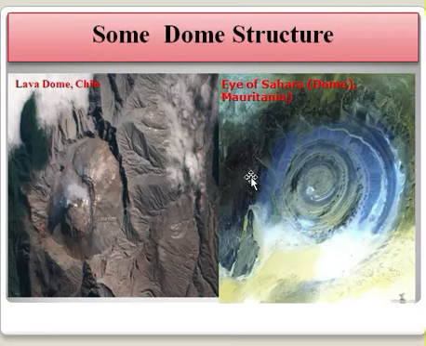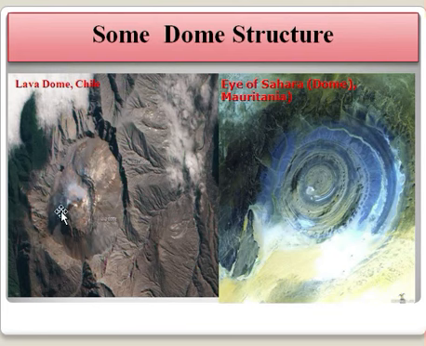See some dome structures. This is a lava dome from Chile, and this is the Eye of the Sahara. This is also a dome structure. This is located in Mauritania. So you can see this is the lava dome, and this part is the caldera. So this is all about dome structures.